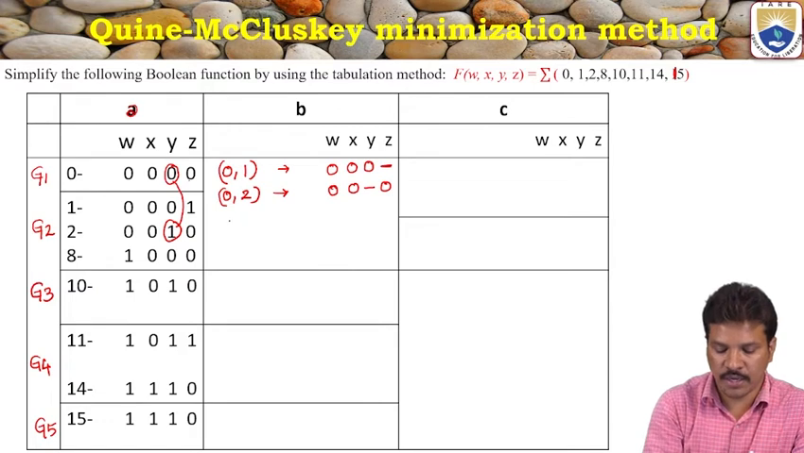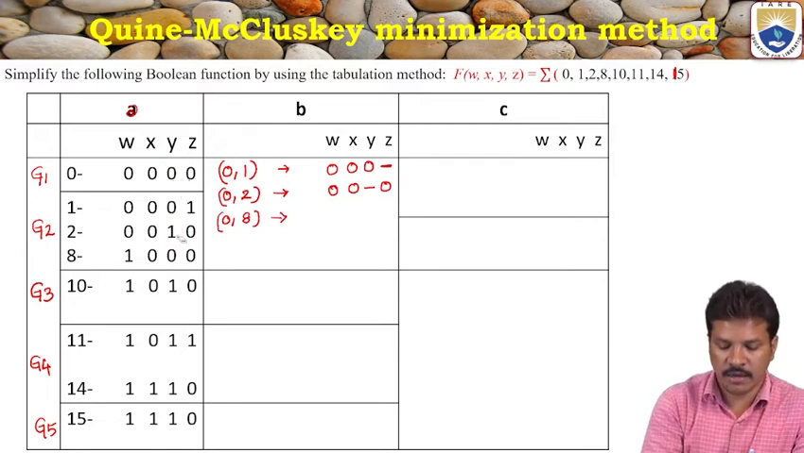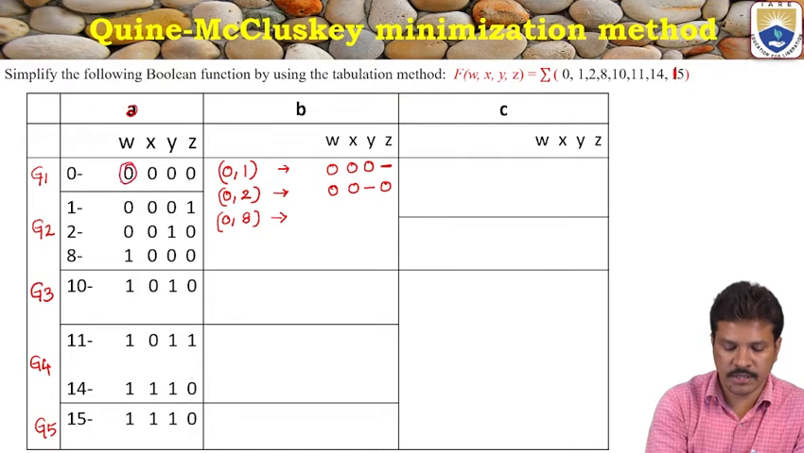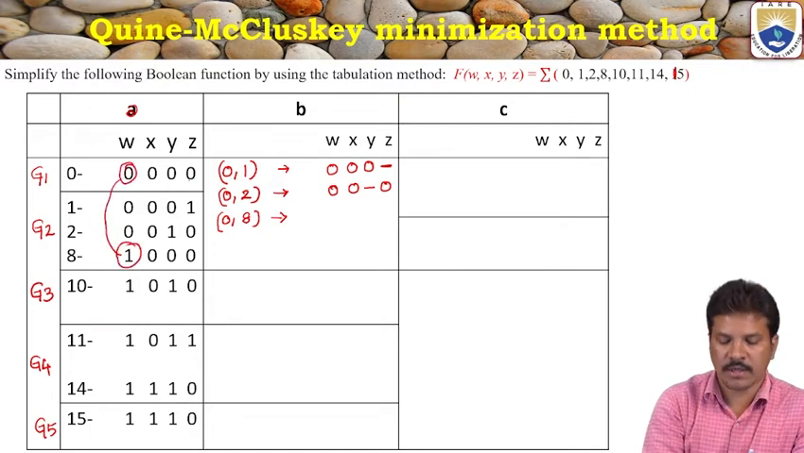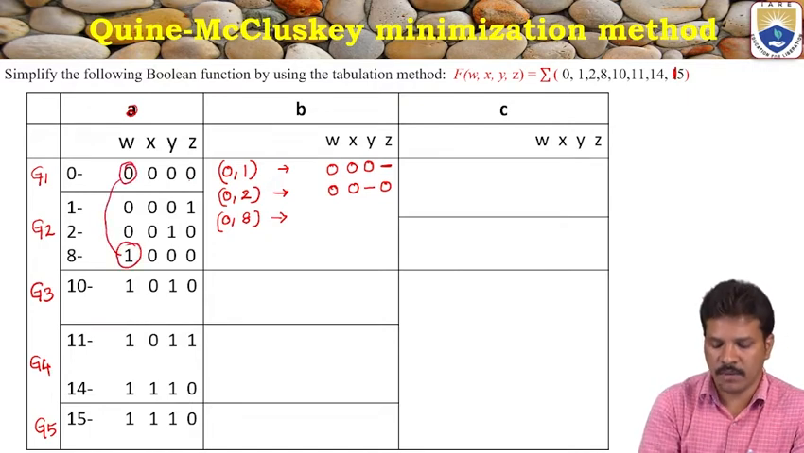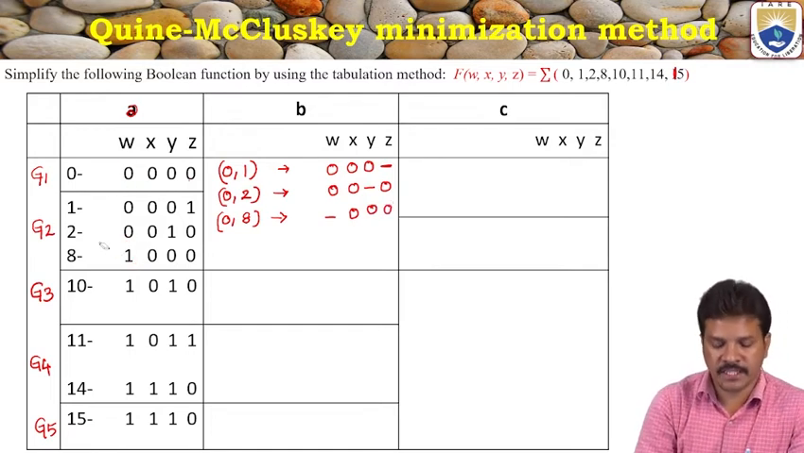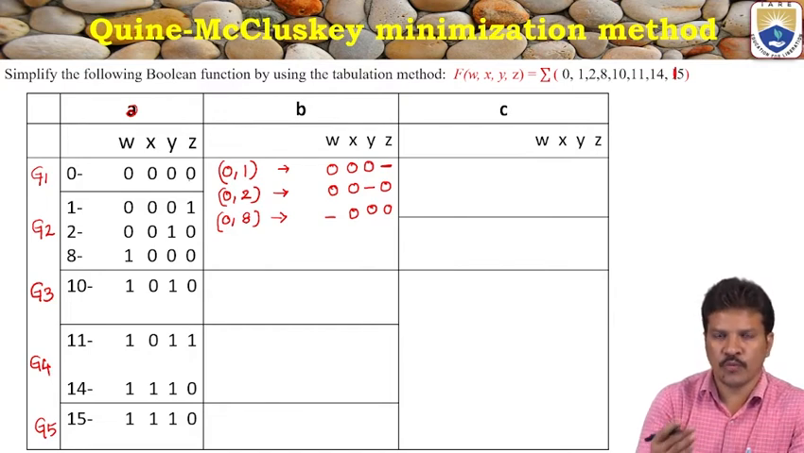And 0 and 8, we can have 0, 8. In this 0, 8, the first variable is complemented to each other, and the remaining are all the same. We can take that as hyphen 0 0 0. Next, after searching group 1 with group 2, move forward with group 2 and group 3.